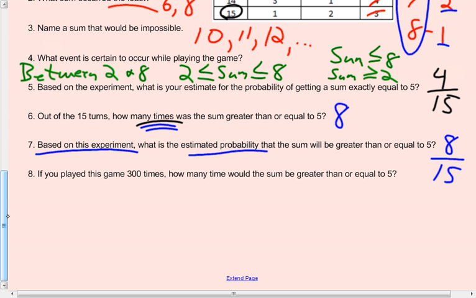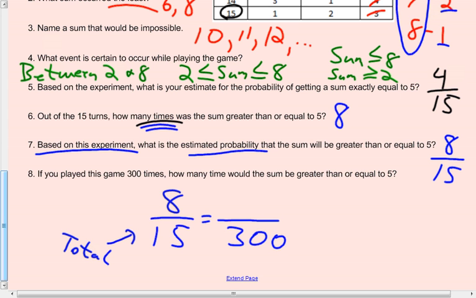Okay? And finally, it says, question 8, if you play this game 300 times, how many times will the sum be greater than or equal to 5? Well, we only did this 15 times, and 8 out of 15 times we had a sum that was greater than or equal to 5. So this was the total amount of spins that we had. We spun this 15 times. But now we're saying, what if we don't have to spin 15 times? What if we spin 300 times? How many times will we have a sum that is greater than or equal to 5?